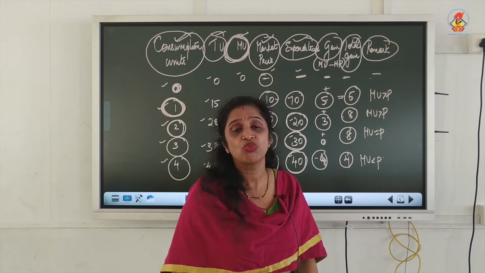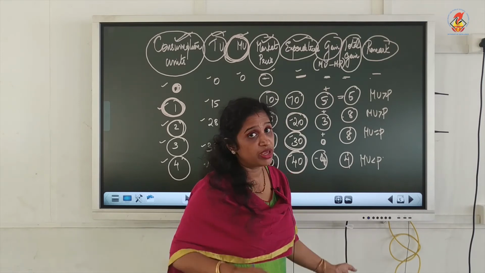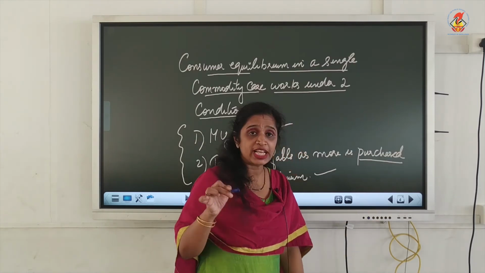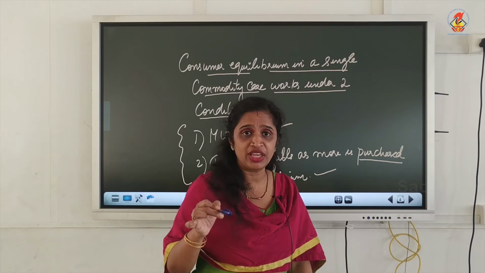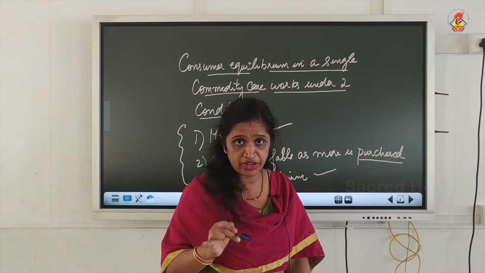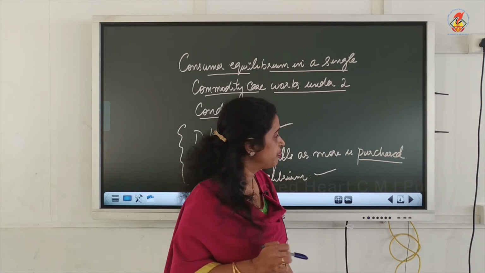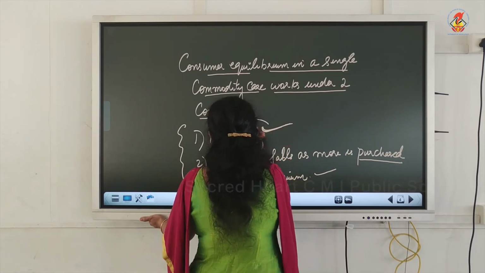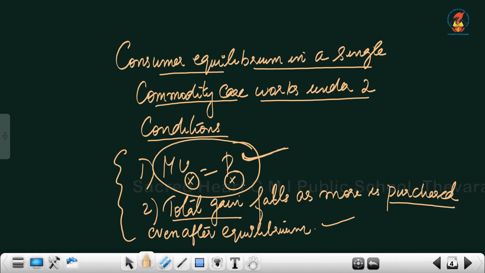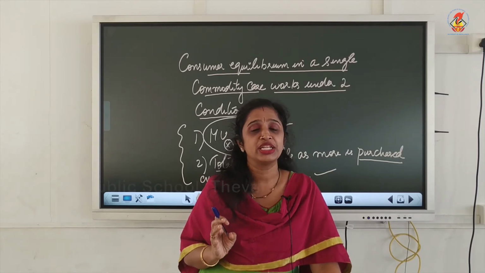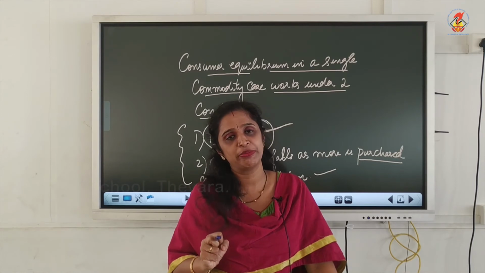Now we will see what the remark is. Now you may go to the first condition. What is the first condition? To explain the two conditions, we are depending on this table. Therefore, now it is time to go to the first condition. What is the first condition? Marginal utility of a commodity should be equal to Px. For a consumer to be in equilibrium, marginal utility of a commodity should be equal to the price of the commodity. Then only the consumer will reach an equilibrium stage.